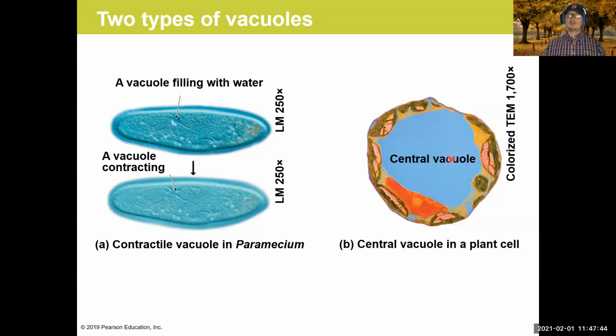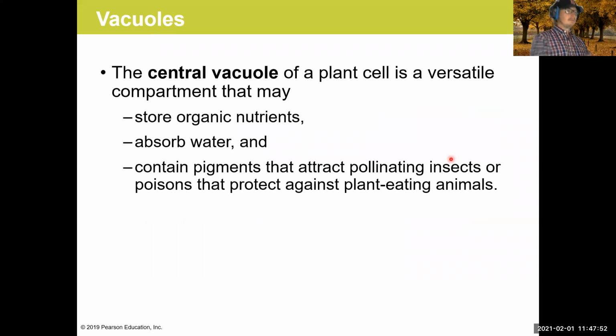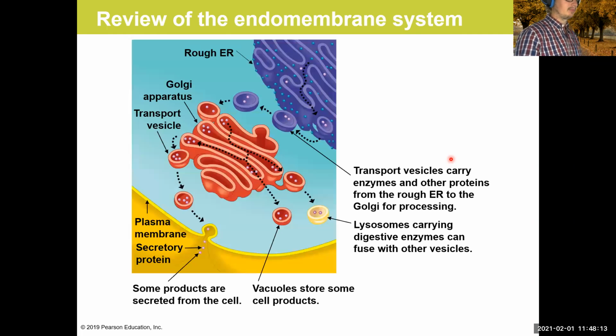And so when a plant wilts, it's because that central vacuole shrinks and that cell shrinks with it because there's no water inside that central vacuole. And so central vacuoles are also really important because not only is it useful for cell volume, but it also stores organic nutrients and contains pigments that can attract pollinating insects. And so it's really useful for a lot of different things in plants, especially.